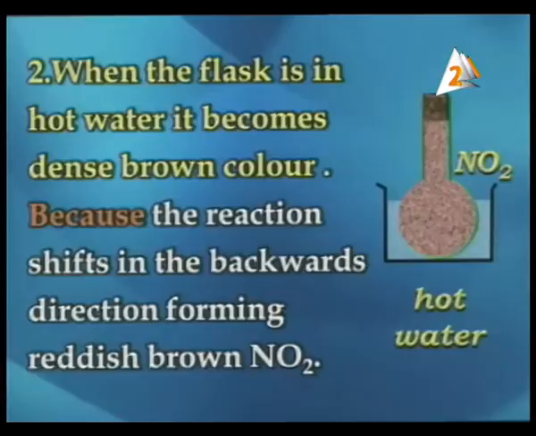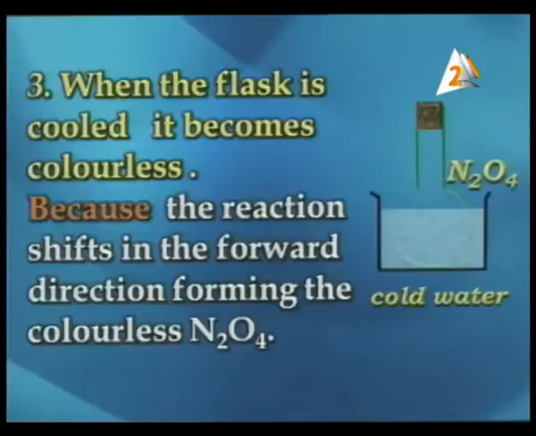Then, when the flask is in hot water, it becomes dense brown color because the reaction shifts in the backward direction, forming reddish brown nitrogen dioxide gas. But when the flask is cooled, it becomes colorless, as the reaction shifts forward direction, forming the colorless dinitrogen tetroxide, as shown on the screen.